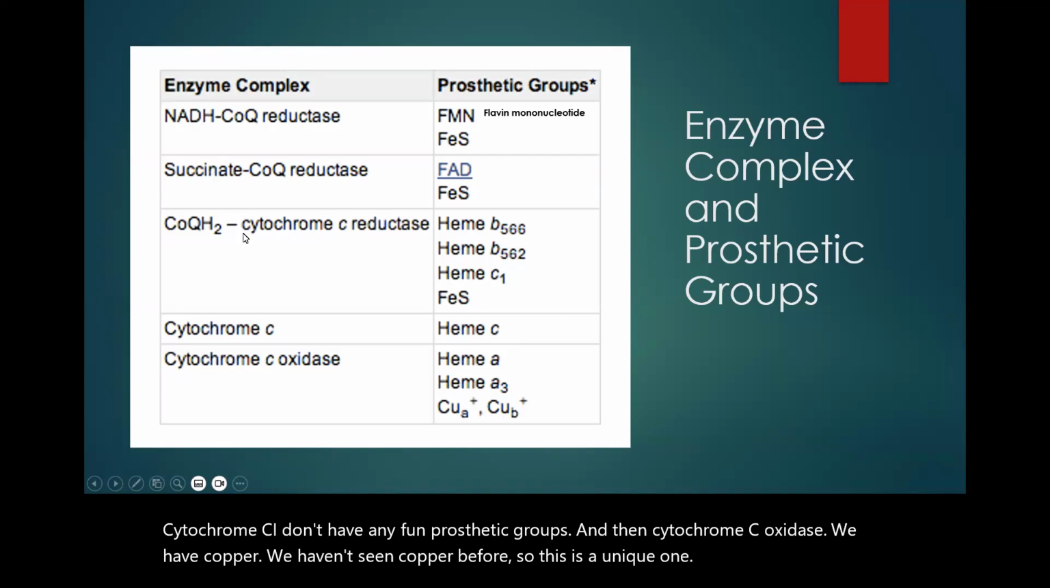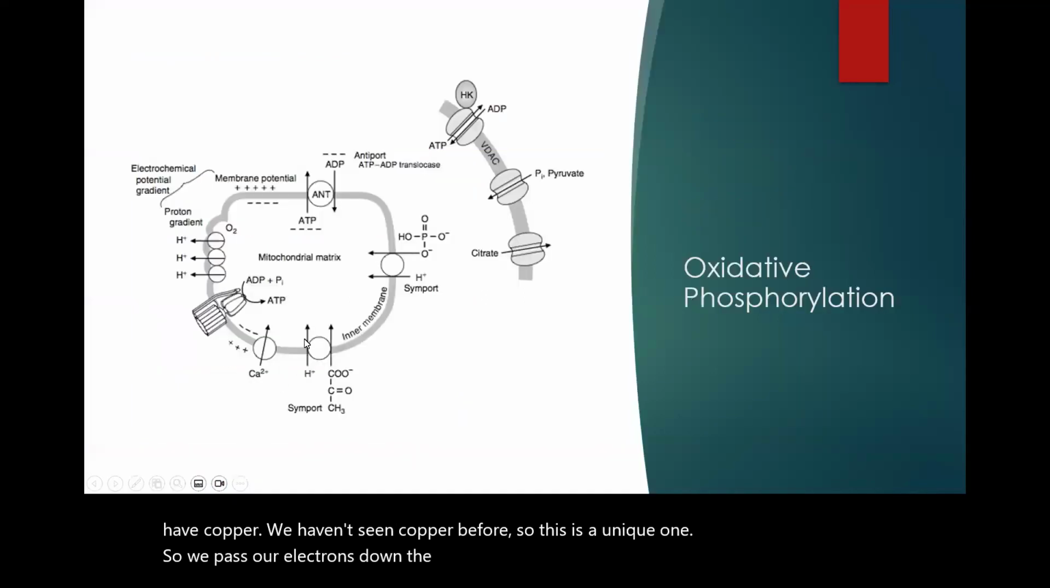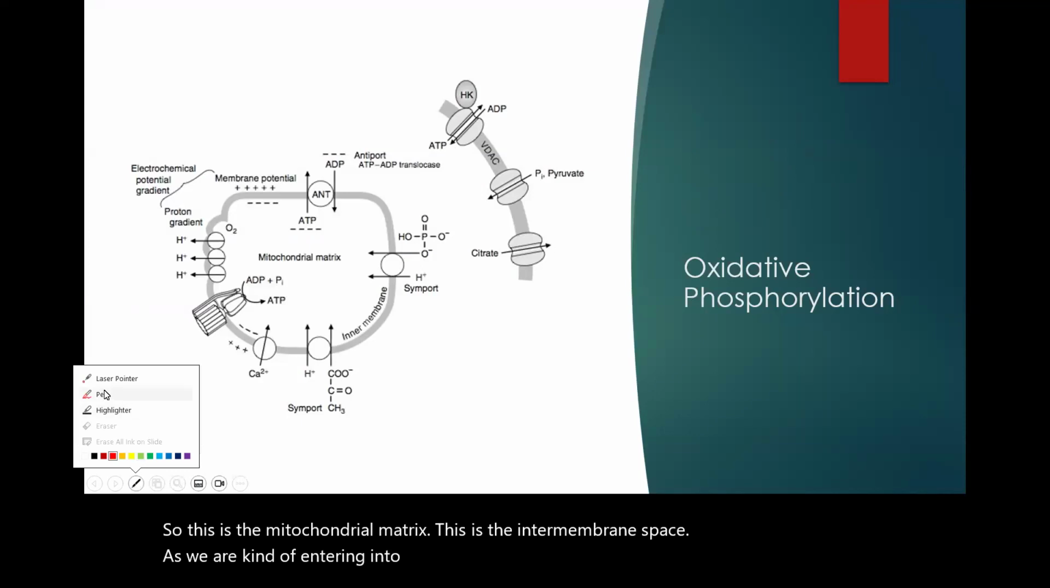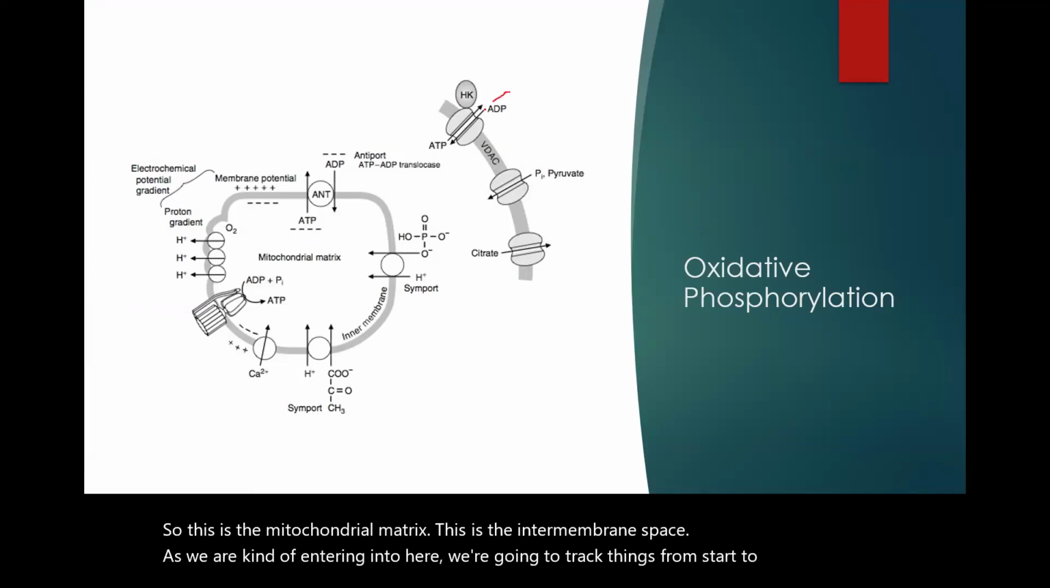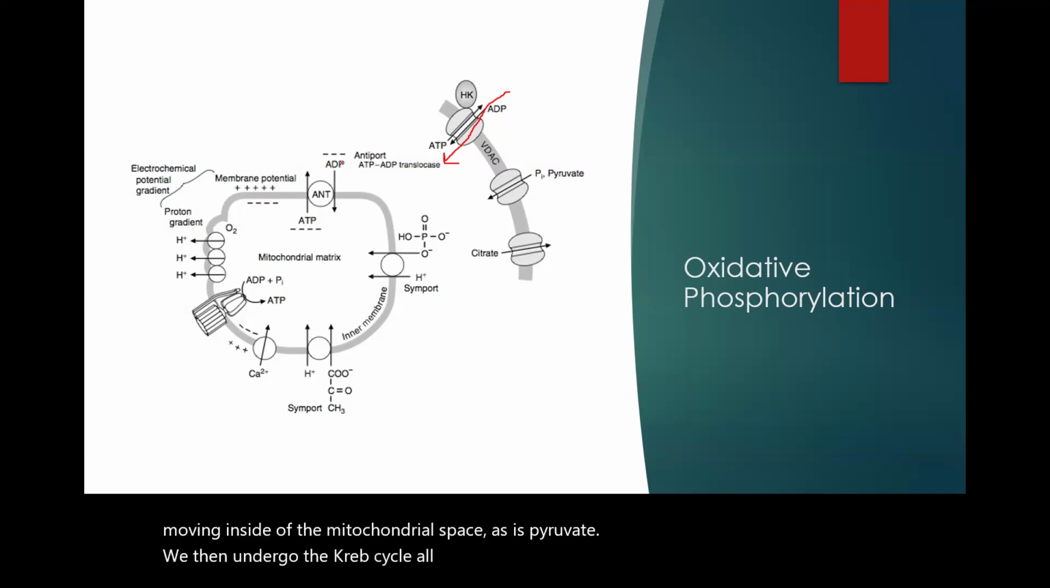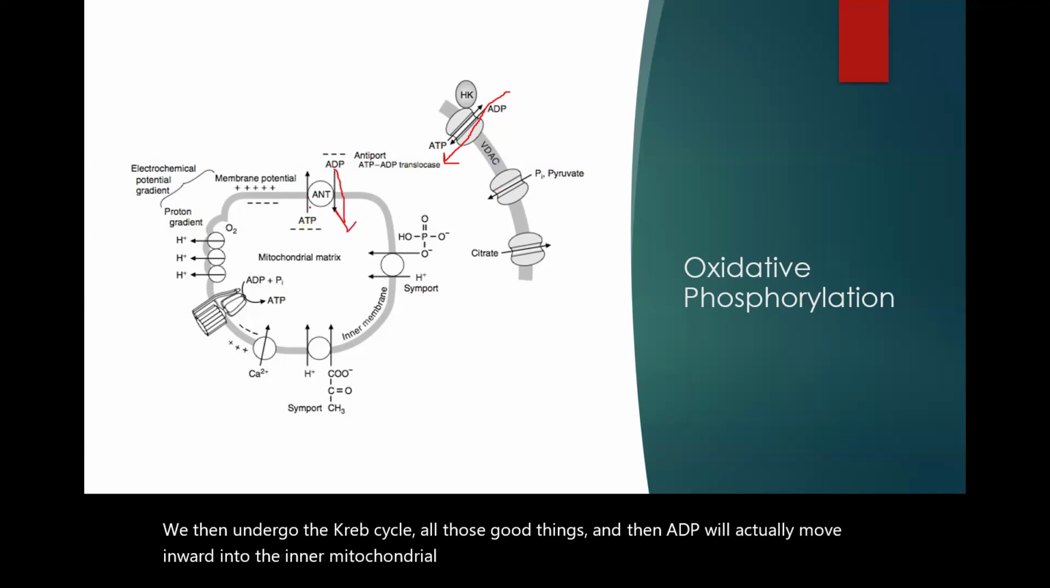So we pass our electrons down the chain and we create a proton gradient, okay? So this is the mitochondrial matrix. This is the intermembrane space. As we enter into here, we're going to track things from start to finish. So ADP is moving inside the mitochondrial space, as is pyruvate. We then undergo the Krebs cycle, all those good things. And then ADP will actually move inward into the inner mitochondrial matrix in exchange for ATP. So this is an antiporter. That's what ANT means.